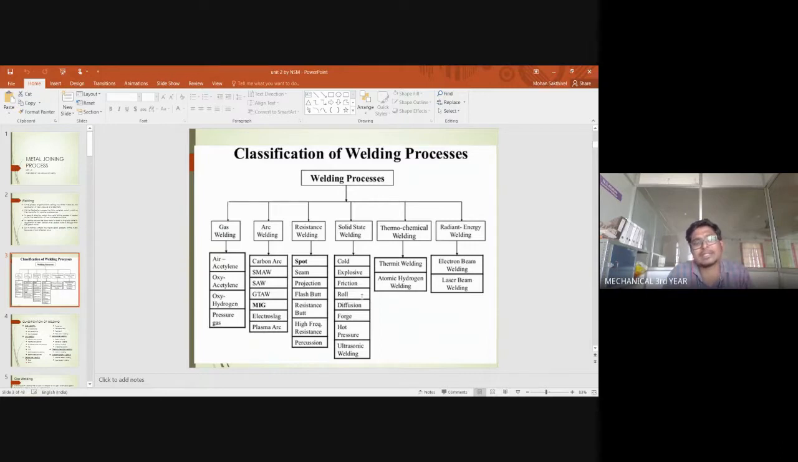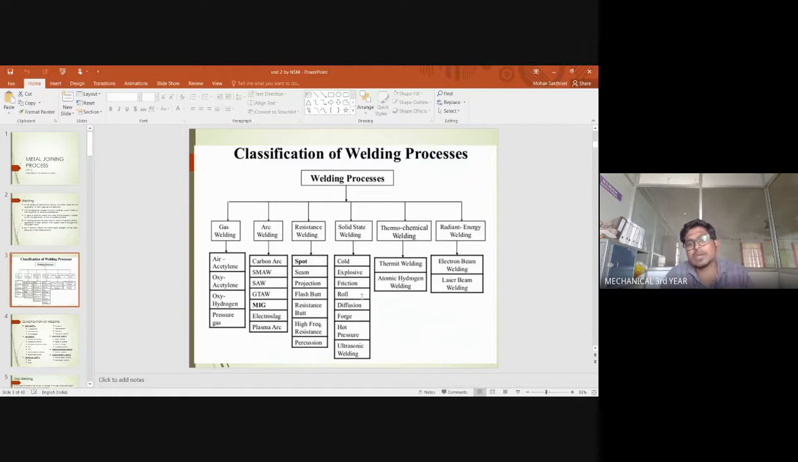Okay, the next thing is resistance welding. In resistance welding, we have spot welding, then seam welding, then projection welding, flash butt welding, resistance butt, then high frequency resistance and percussion welding. So these types of welding come under your resistance welding category.